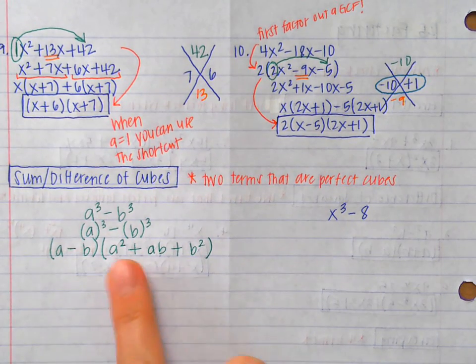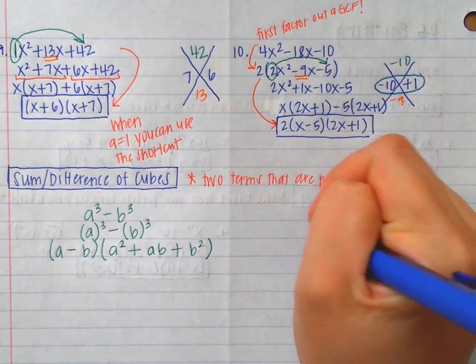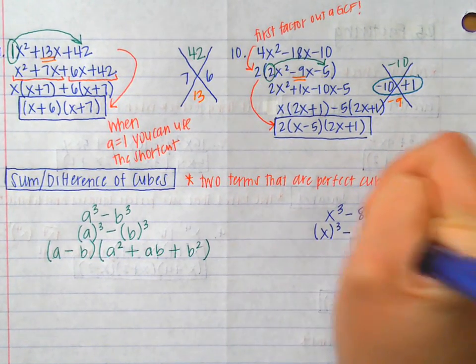So let's actually use this. Again, I'll talk about the signs in a second, but let's use that pattern to help us with x cubed minus 8. The cube root of x cubed is x, so I'm going to rewrite that as x cubed. And the cube root of 8 is 2, so 2 cubed.